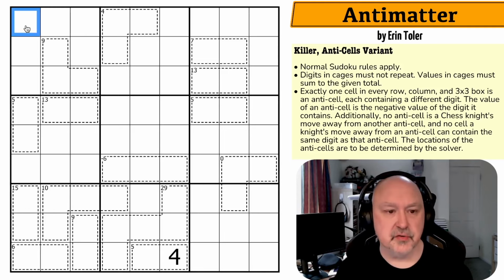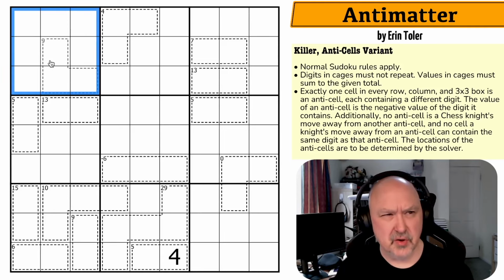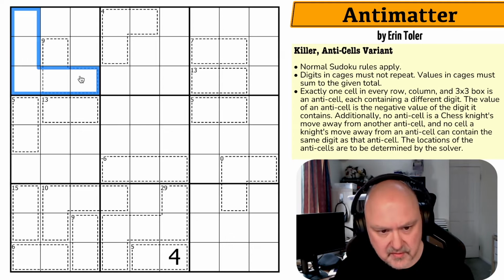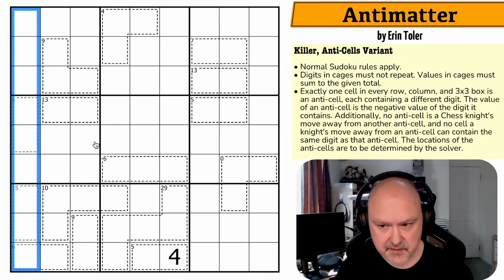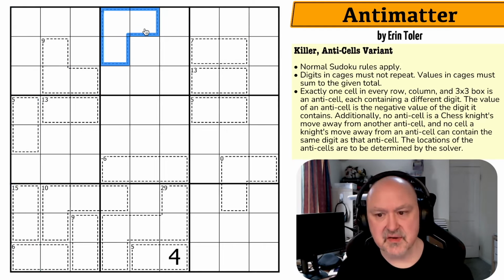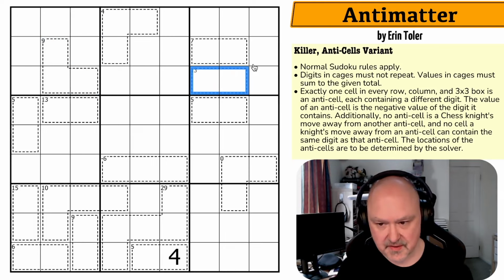So we've got normal Sudoku rules. Erin Toler, or Toler, I'm not sure which, I think it's Toler. In every box, in every row, and in every column, the digits 1 to 9 must be placed without repetition. Digits in cages must not repeat, and values in cages must sum to the given total. So in this one, we must have 3 different digits, and the values of the digits in these cages must sum to 4. In here, the values will sum to 9. In here, the values will sum to 13.